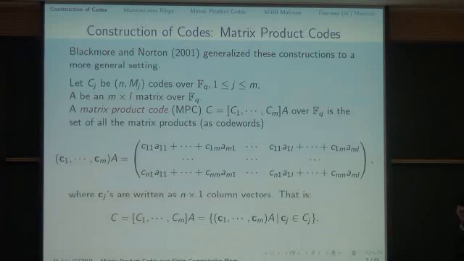In 2001, Blackmore and Norton generalized these three constructions, and many other constructions, to a more general setting. That is, suppose we have M codes with the same length and sizes m_j for each C_j, and a matrix of size M times L over F_q. Then we can construct matrix product codes as follows. A matrix product code over a finite field F_q is the set of all the matrix products. Here each C_j is written as column vectors. So this is a matrix product code.